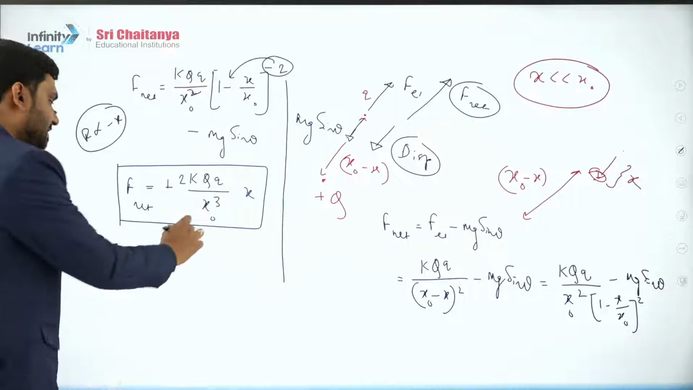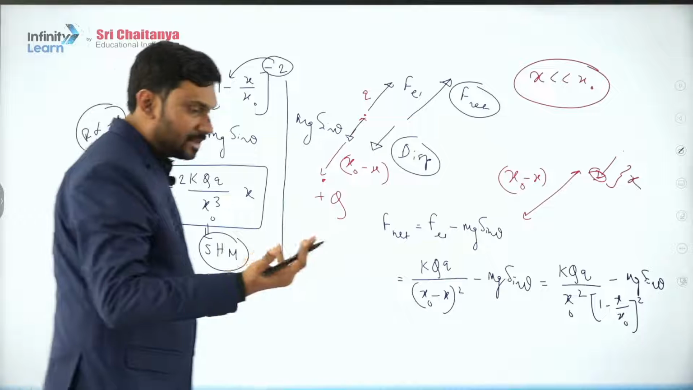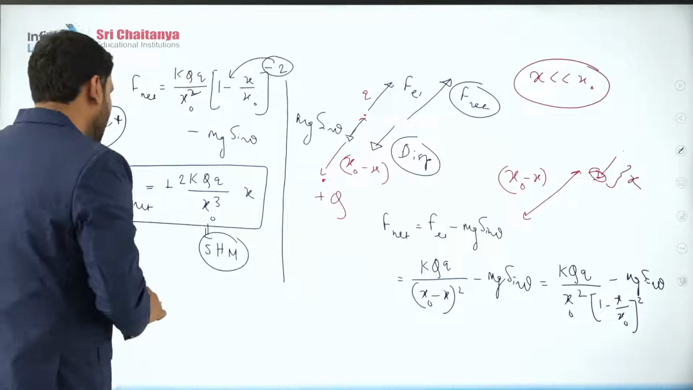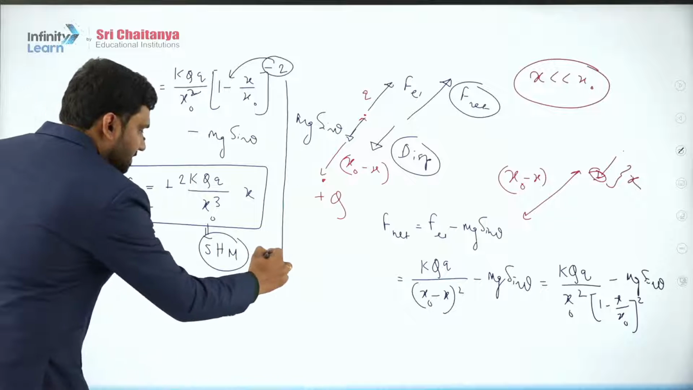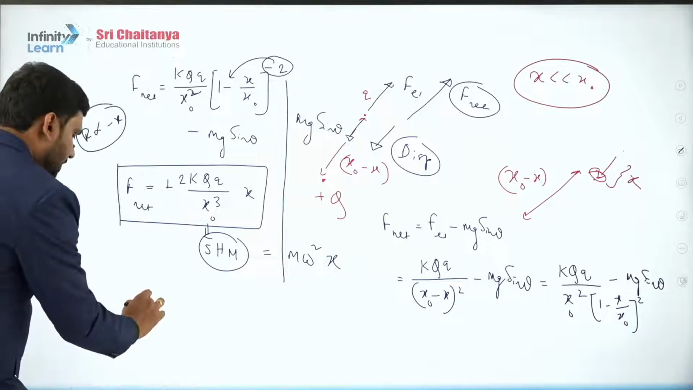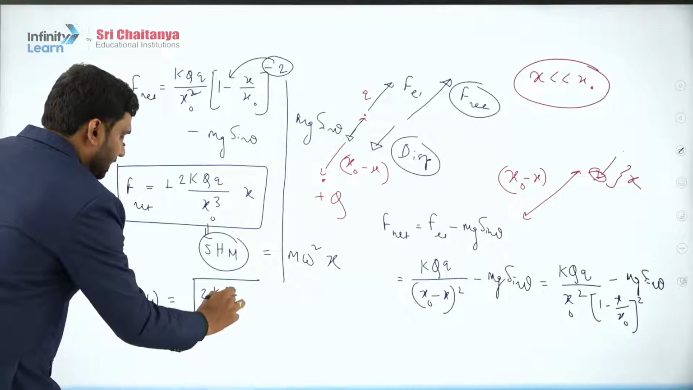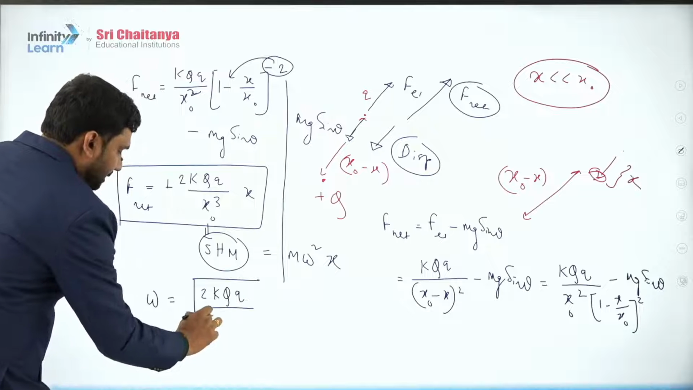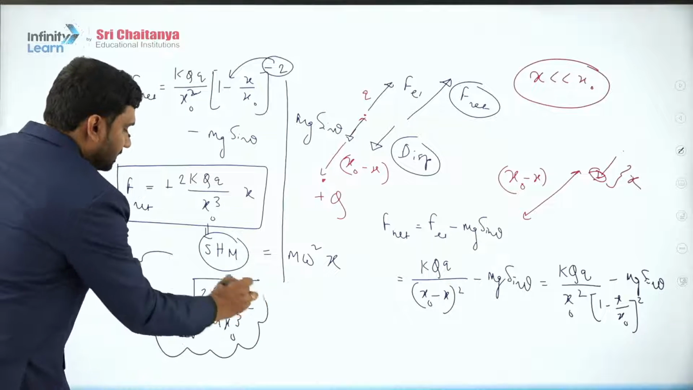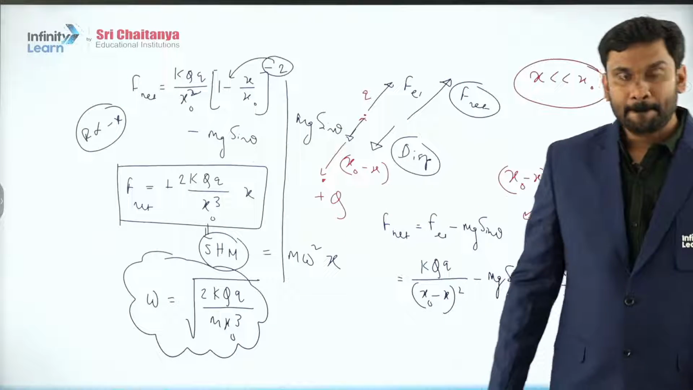So that means here in this case also, what are you getting? SHM. SHM मतलब कौन सा equilibrium? Stable equilibrium. Fine. So if it is stable equilibrium, then we can find out this is equal to m omega square x. So angular frequency omega root under of 2 capital Q small q divided by m into x naught cube. ये हो गई हमारा आंसर. All right. Straight and simple.